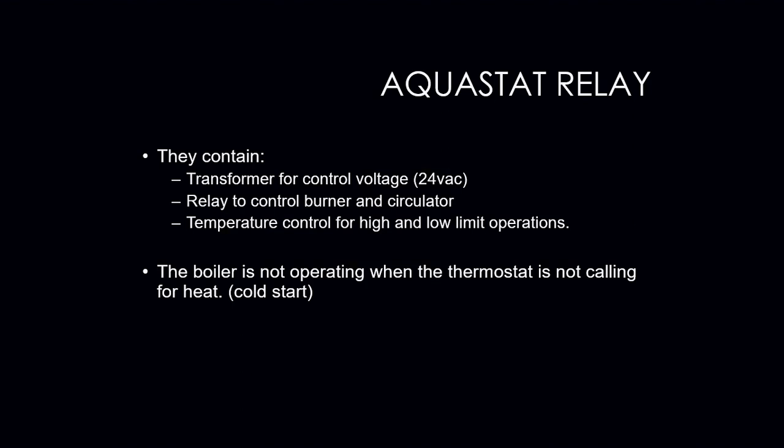Your Aquastat relay is going to contain those three items. It's going to have a transformer to supply our control voltage, our 24 volts. It's going to have a relay on there to control the burner and circulator. It's also going to have a temperature control for our high and low limit operations. We've got to have some way to tell this thing to turn on and off. The boiler is not operating when the thermostat is not calling for heat. We call that a cold start.